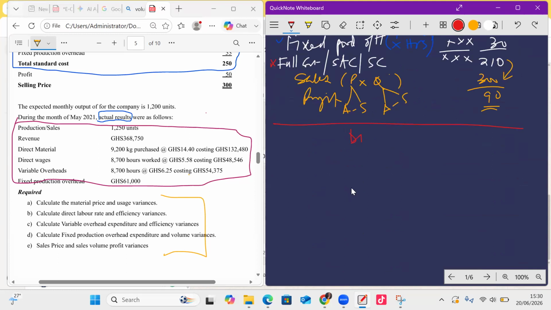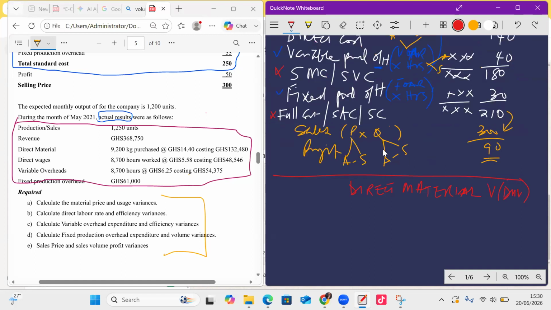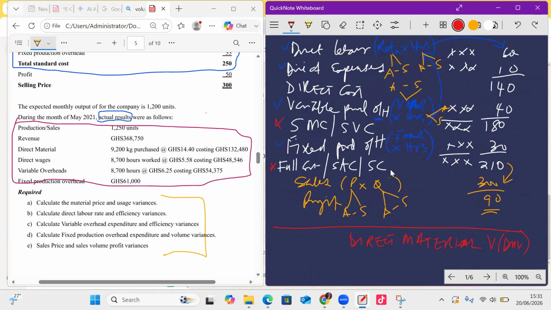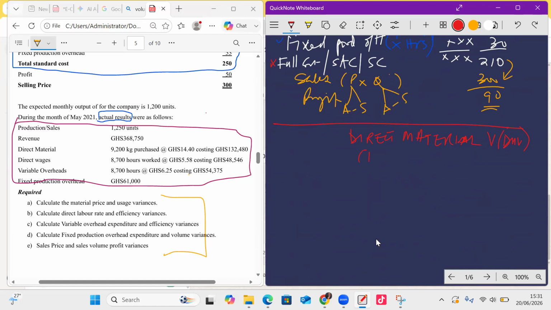Direct material variance, so let me make the acronym DMV. That's the total. I'll ask myself, what two factors combine to give me the direct material cost? The two factors are price and quantity. So I'll come here and write price and quantity. Then I'll draw a tree. Price, quantity.